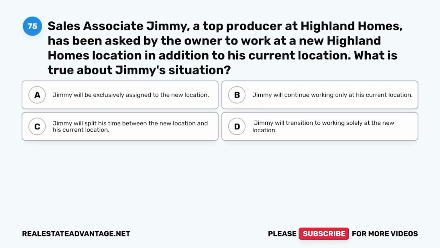Question 75. Sales associate Jimmy, a top producer at Highland Homes, has been asked by the owner to work at a new Highland Homes location in addition to his current location. What is true about Jimmy's situation? A. Jimmy will be exclusively assigned to the new location. B. Jimmy will continue working only at his current location. C. Jimmy will split his time between the new location and his current location. D. Jimmy will transition to working solely at the new location.